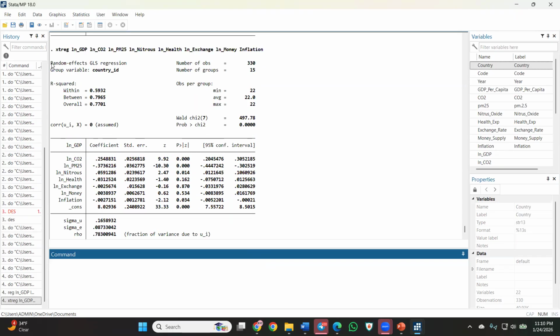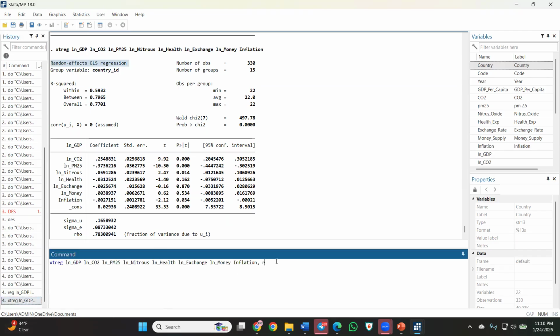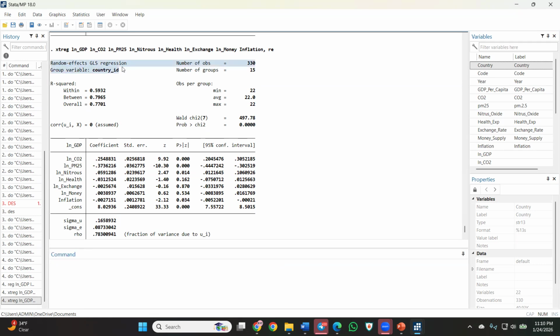So you see that we have the random effect. You can put a comma here, RE, so that you can specify that you are running a random effect GLS model. So that's the RE model.